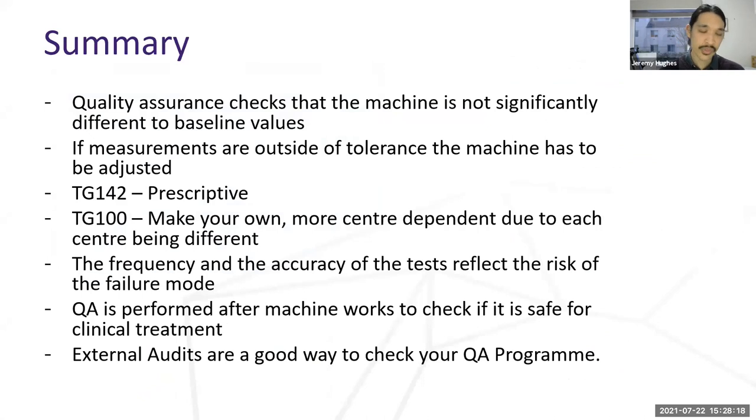So in summary, quality assurance checks that the machine is not significantly different to baseline values, and that if measurements are outside of these tolerance action levels, then the machine has to be adjusted. And we perform QA based off a program created looking at the risk of different failure modes, and also to keep the machine safe. And external audits are an amazing way to check everything.